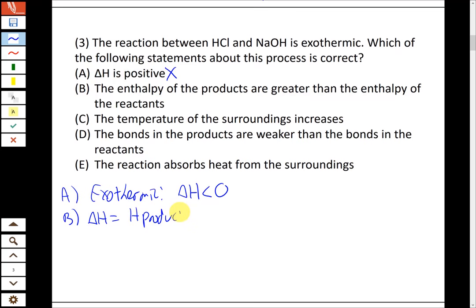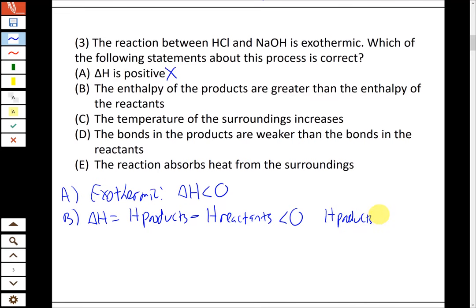Again, we don't typically calculate it this way because it's hard to define absolute enthalpy of reactants and products. But if we could do it this way, and this is how you can think about it anyway, products minus reactants is delta H. Now we know because it's exothermic that this has to be less than 0, negative. That means we're subtracting a bigger number from a smaller number, which means that the products have to be less than the reactants.